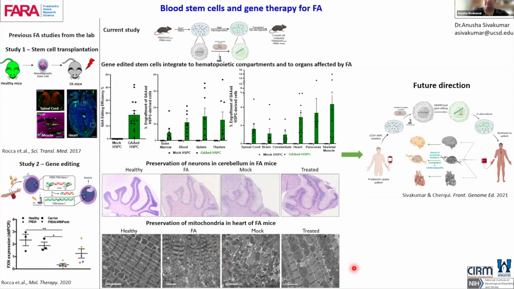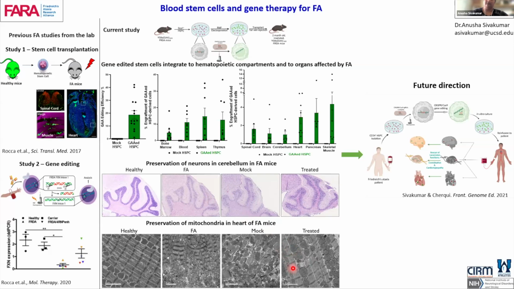And what we also see in the heart, which is where the cardiomyopathy and the hypertrophy develops and leads to death in these patients, is that the myofibers were organized so much better than what the FA mouse had when you treated it. And we also had healthier looking mitochondria, which are supposed to be organized in parallel fibers between the myofibers.